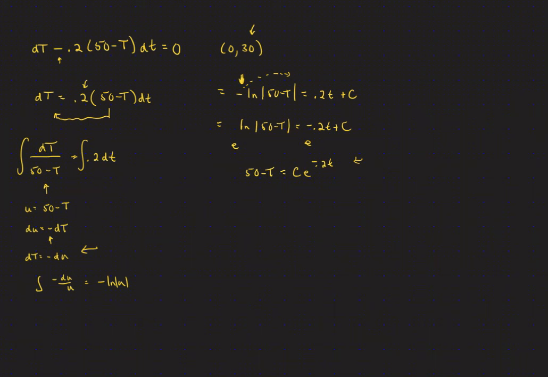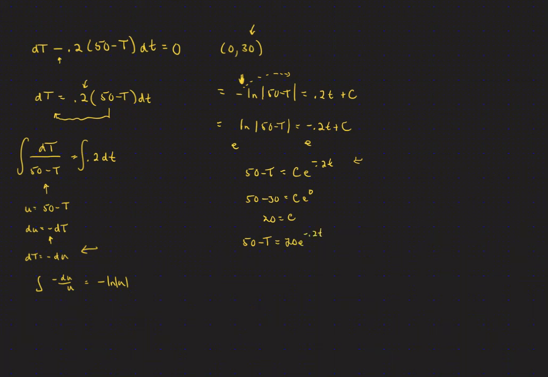Now I'm going to plug in 30 for the capital T, and 0 for the little t. So that'll make it be 50 minus 30 is equal to c e to the 0. So that's going to tell us that c is 20. So that's going to get us to 50 minus capital T is going to now be 20 e to the negative 0.2t.